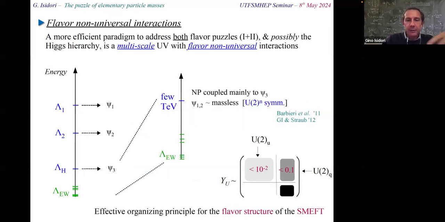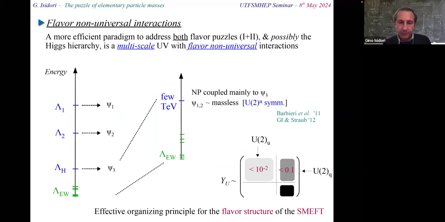Sorry, I forgot this slide, where what we see finally is that what you can probe in experiment is only this layer here, where we expect a few TeV of new physics. This new physics should couple mainly to the third generation and somehow respect this U(2)^n flavor symmetry. So this is what we expect as a structure for the SMEFT if we assume that these ideas are correct.